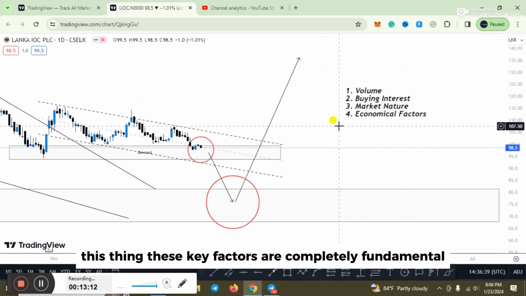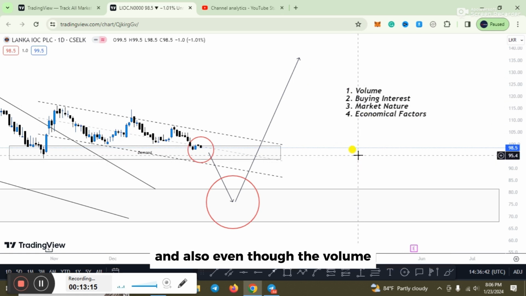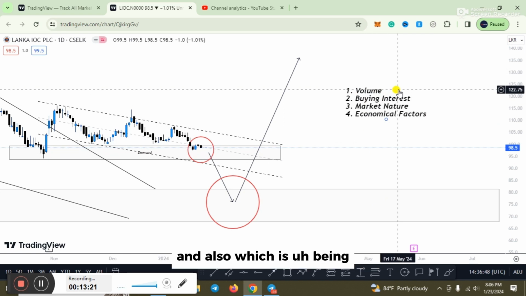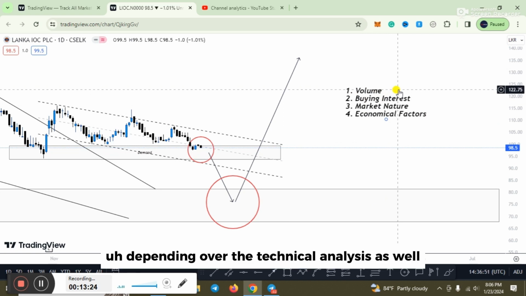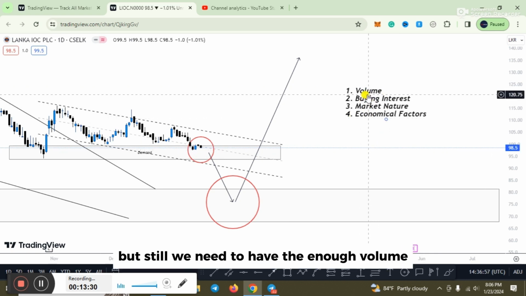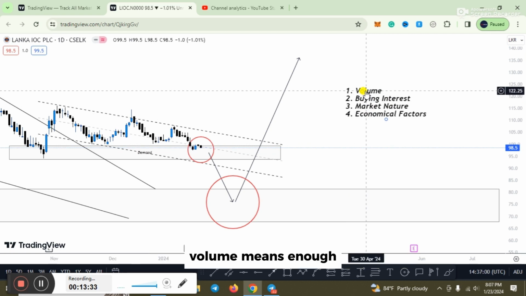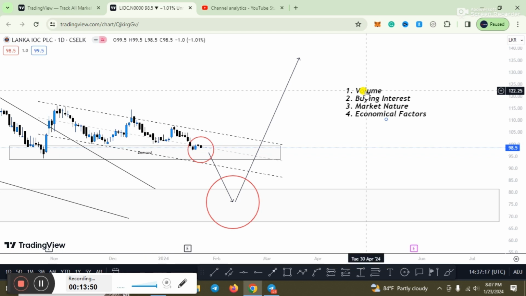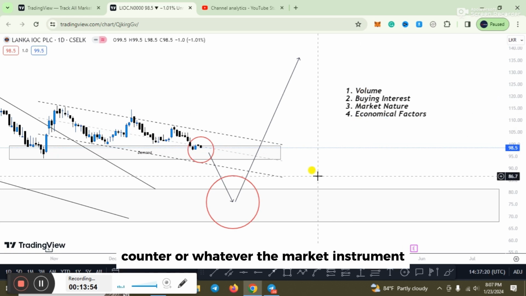These key factors are completely fundamental, and even though the volume and the buying interest are semi-fundamental, and also depend on the technical analysis as well, still we need to have enough volume. Volume means enough ins and outs, meaning enough trading should take place for a specific instrument, and then the buying interest: we must have a buying interest. The investors must have an interest in order to buy the specific counter or whatever the market instrument.